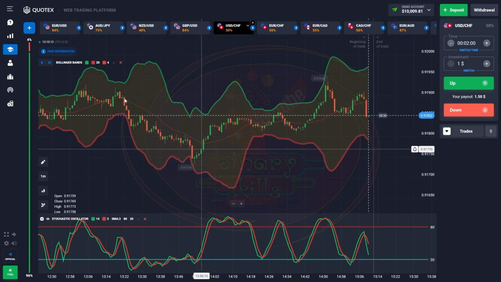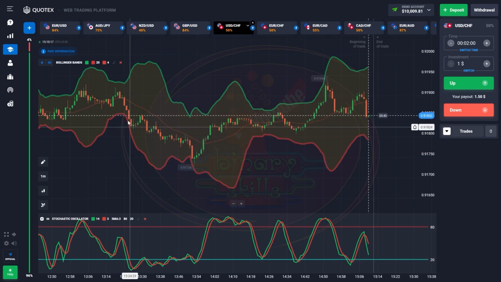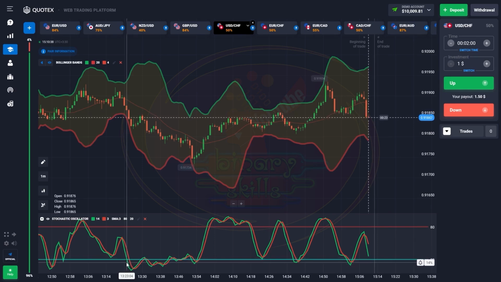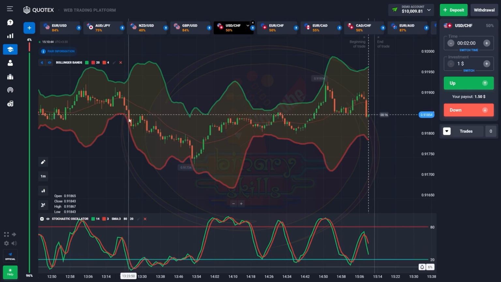Also look here, these red candles came down and touched the lower boundary of the Bollinger Bands indicator. This candle touched it, but when we look at the stochastic, both lines are still around the 20 level, or even if they crossed below, they are moving downwards. The upward circular movement we need isn't there, and the green line hasn't crossed above the red line, so we shouldn't open a trade here.